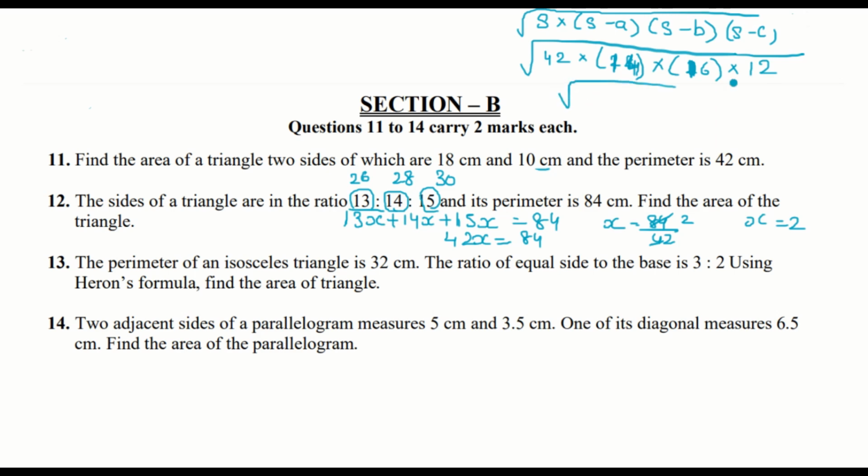Now let's find the factors of this. 42 is 6 into 7, 14 is 2 into 7, 16 is 2 into 8 and 12 is 2 into 6. To remove from the square root we need a pair of numbers, so the 7 and 7 pair is there, we can remove, and 6 and 6, 2 and 2.